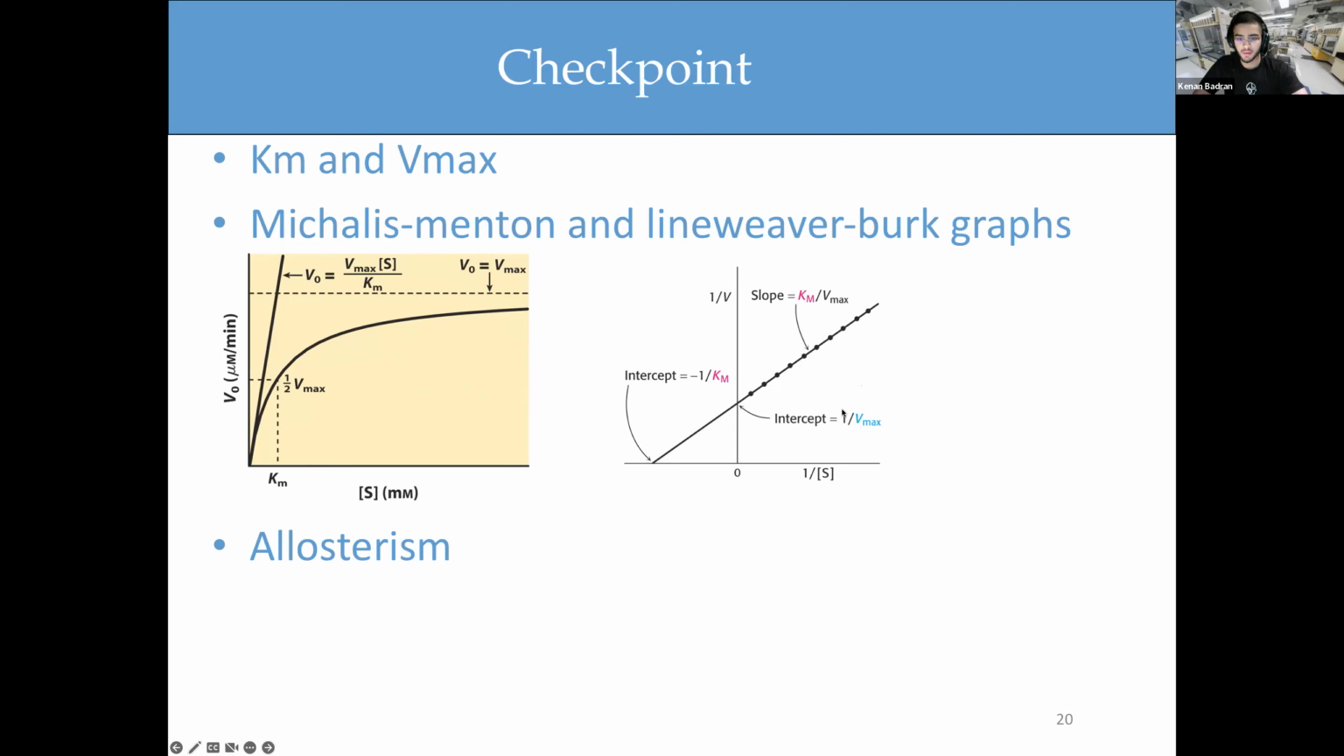The y-intercept is at 1 over Vmax, and the x-intercept is -1 over Km. We will cover this first.